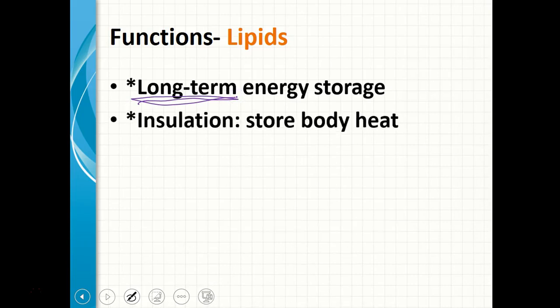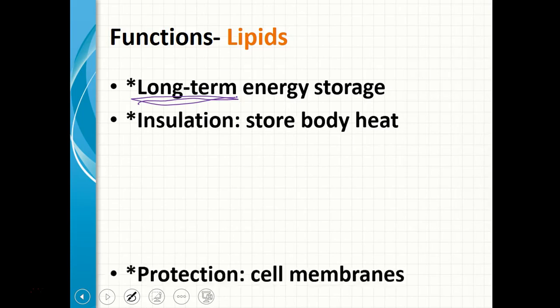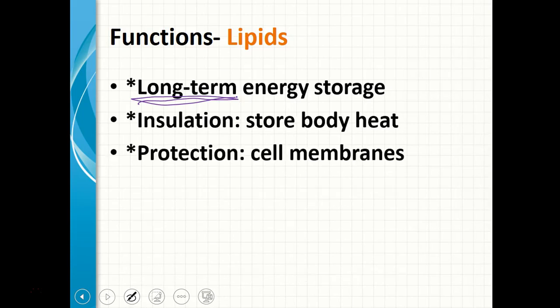Okay? We also use it as a form of insulation. The more fat that you have in your body, the warmer you can tend to stay. So you use fats to store body heat. They are used for protection. This is true in the case of those phospholipids and the cell membrane. We do a whole lesson on the plasma and cell membrane, and we talk more in detail. But that's the primary function of that phospholipid, is to provide protection.